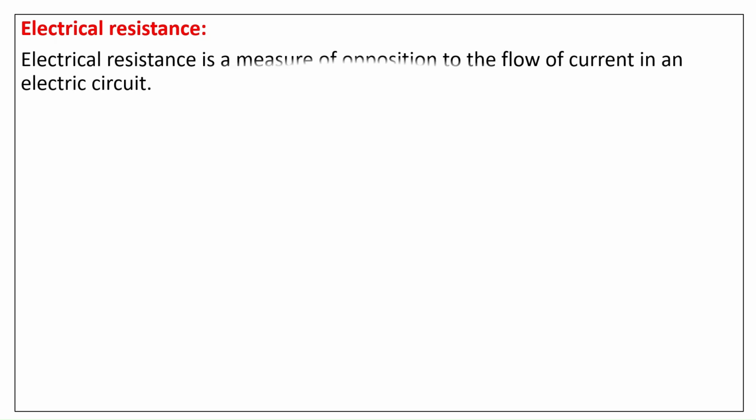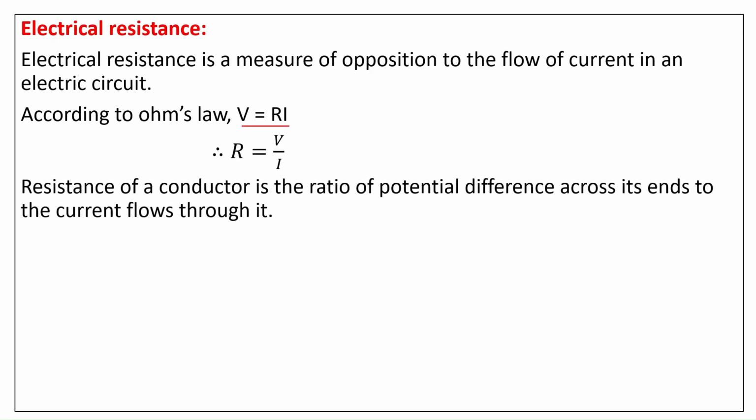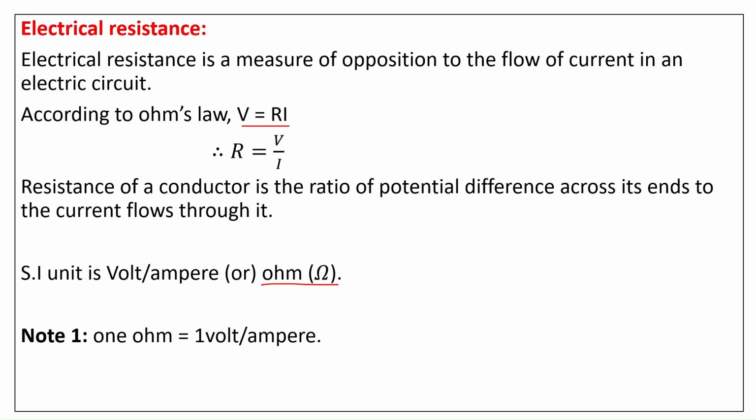Electrical resistance. Electrical resistance is a measure of opposition to the flow of current in an electric circuit. According to Ohm's law, V is equal to Ri. Therefore, R is equal to V by I. Resistance of a conductor is the ratio of potential difference across its ends to the current flowing through it. SI unit is volt per ampere or ohm. Note 1. 1 ohm is equal to 1 volt per ampere.